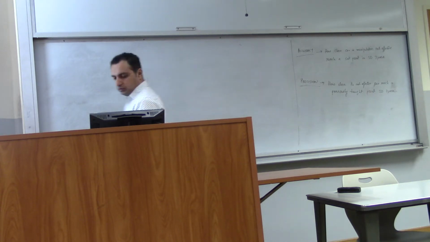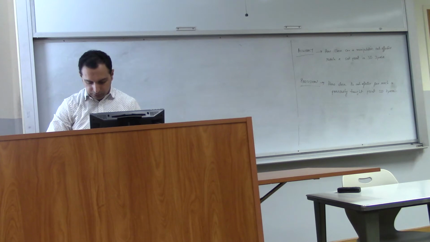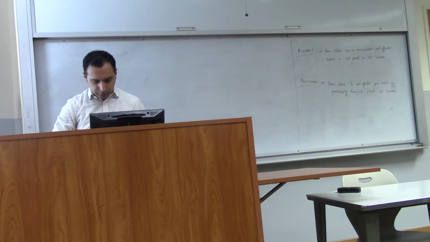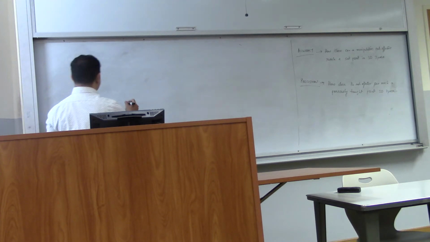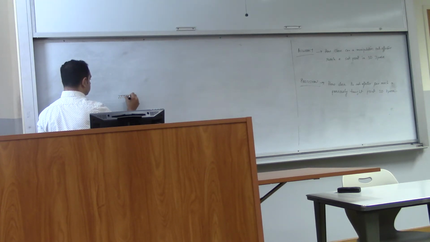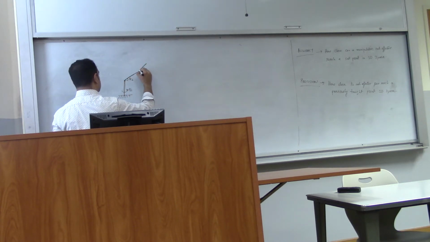Okay. I think we have a little bit of time to look at manipulator workspaces. So let's look at this. When we look at a manipulator workspace, let's say that I have a manipulator like this. Here I have θ1. This let's say is θ2. And this is θ3.